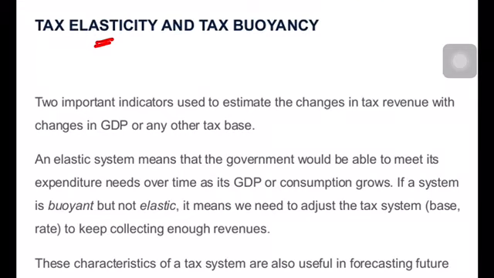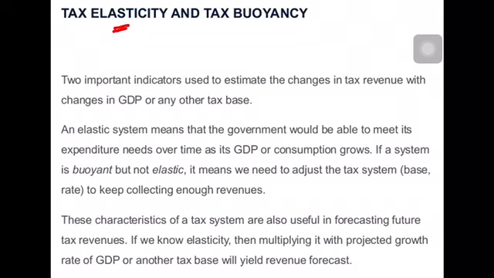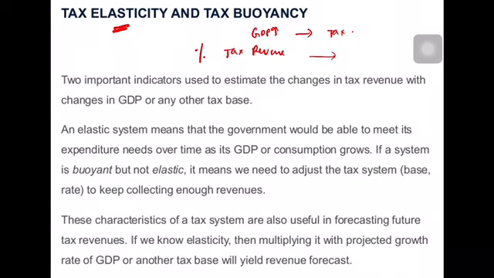In tax buoyancy, what I told you is, with an increase in GDP or national income, how much change we are seeing in the tax revenue. Tax elasticity, in the sense, is the percentage change in tax revenue when the government increases the tax rate. For example, let's say the tax rate is 10%. Now it has been increased from 10% to 15%. So what is the change in tax revenue? From 15%, it is increased to 20%. Now, what is the change in tax revenue? So this is called tax elasticity.